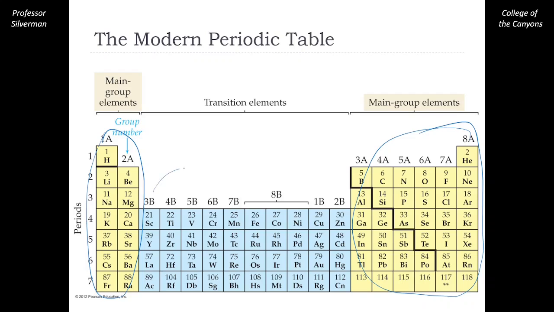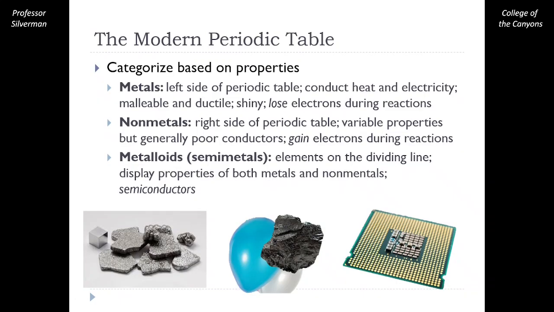The transition elements are separating those main group elements. The transition elements are going to be these 10 short columns in the middle. A second way to categorize our elements is based on their properties. Some of our elements are metals. Some of our elements are nonmetals.